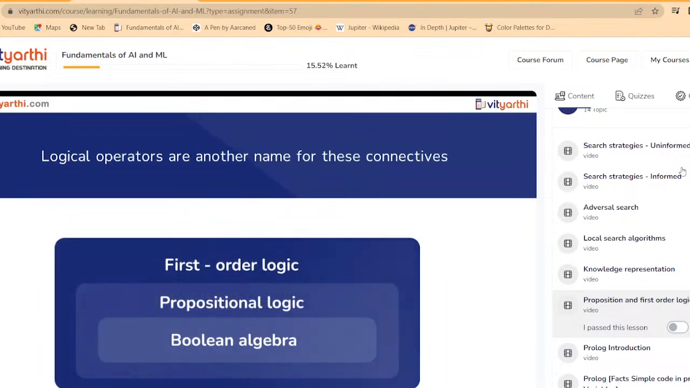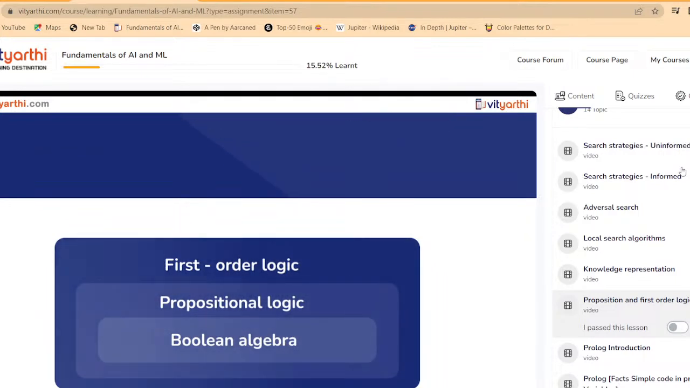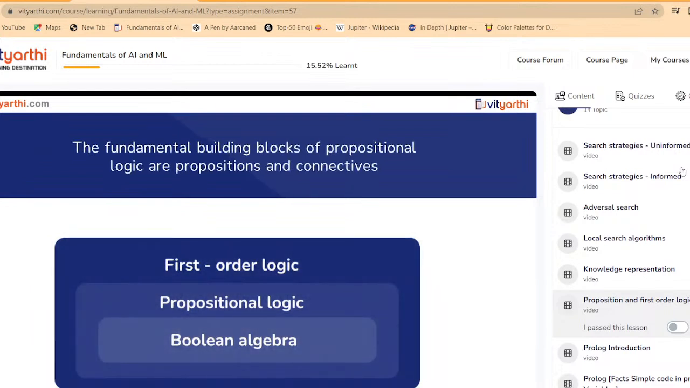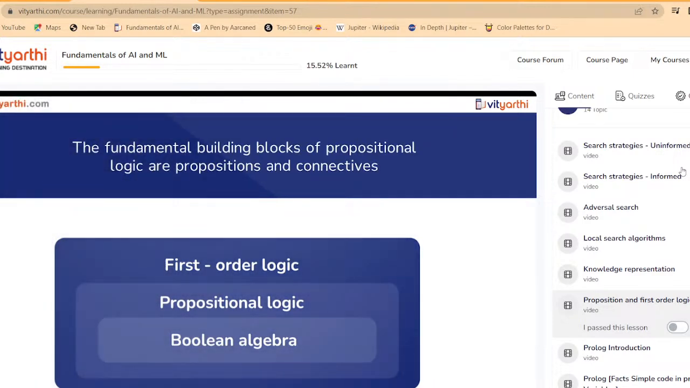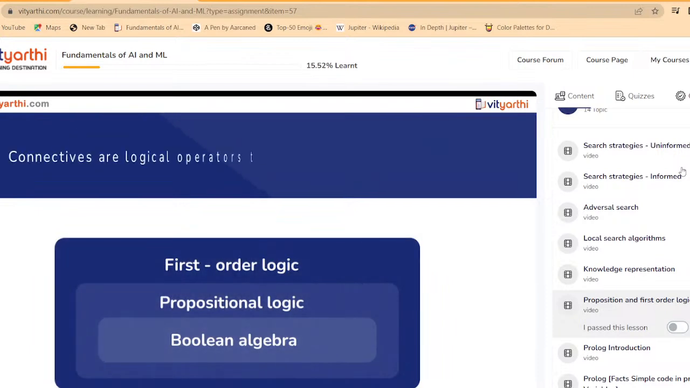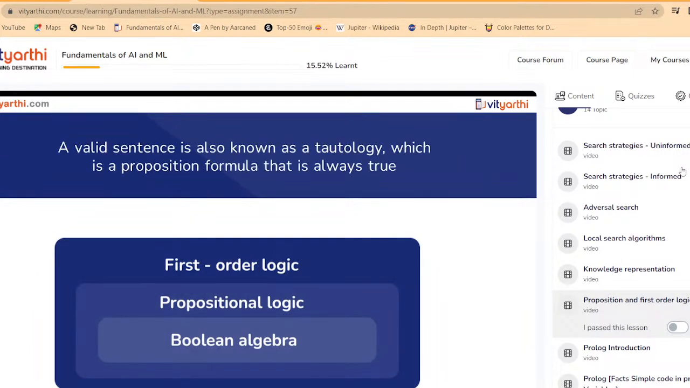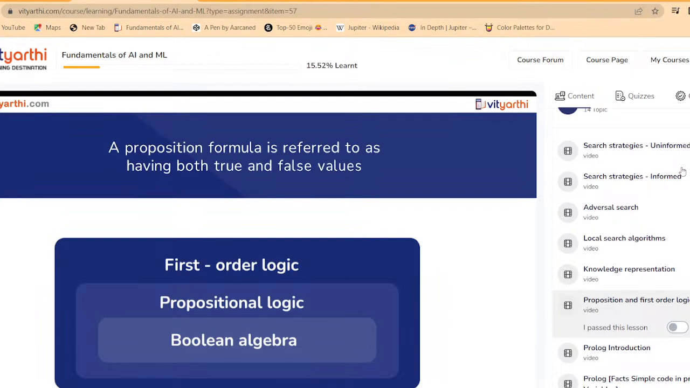Logical operators are another name for these connectives. The fundamental building blocks of propositional logic are propositions and connectives. Connectives are logical operators that link two sentences together. A valid sentence is also known as a tautology, which is a propositional formula that is always true. A propositional formula that can be both true and false is called a contingency.